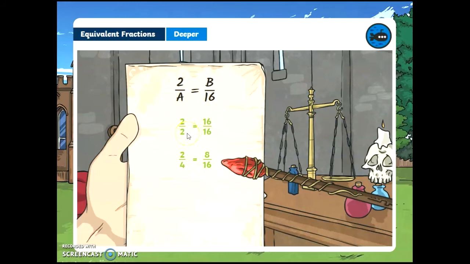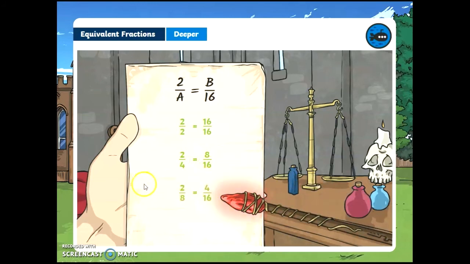This one is quite a clever one, really, because 2 halves, well, that is a whole, isn't it? And therefore 16 sixteenths, well, that's a whole as well. So of course that could work. Then we've got my other example I just said, 2 quarters is the same as 8 sixteenths. Can you see they're also the same as a half? Because 2 is half of 4 and 8 is half of 16. And the final example they've got here, that was my other one, 2 eighths and 4 sixteenths.